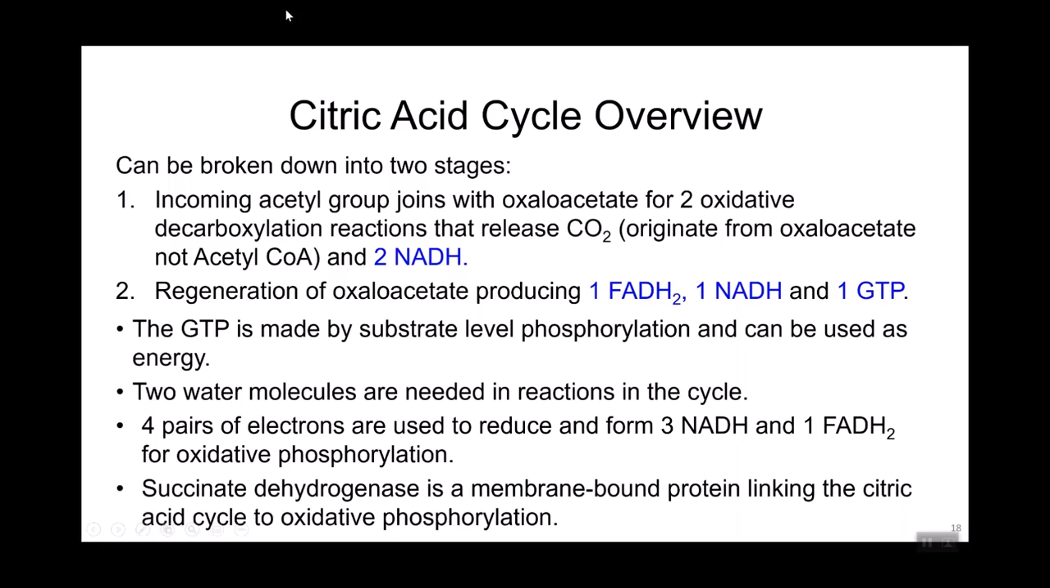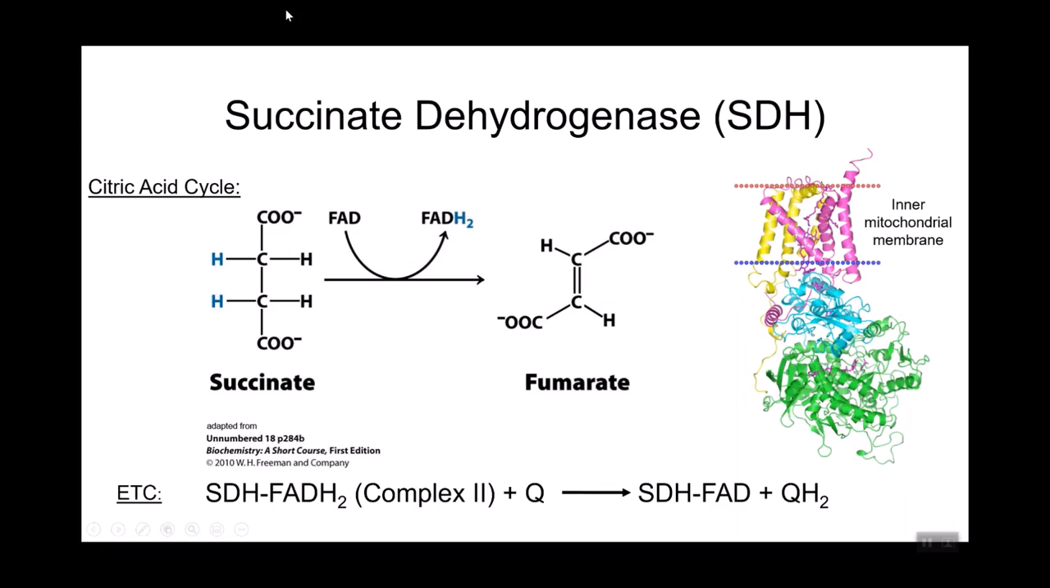Succinate was that symmetric molecule, and the enzyme that uses it will actually make the FADH2. And this is the one enzyme that's actually going to be membrane bound and links the citric acid cycle to oxidative phosphorylation. As soon as succinate dehydrogenase catalyzes the oxidation of succinate to fumarate, it contains a covalently bound FAD cofactor that will be reduced to FADH2. Now, the electrons that are found in FADH2 will immediately go into the electron transport chain.